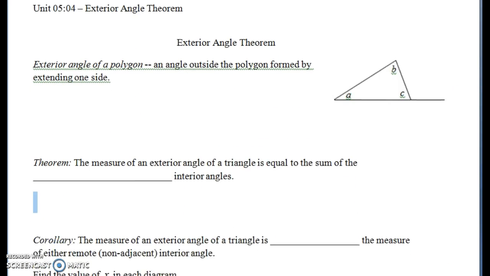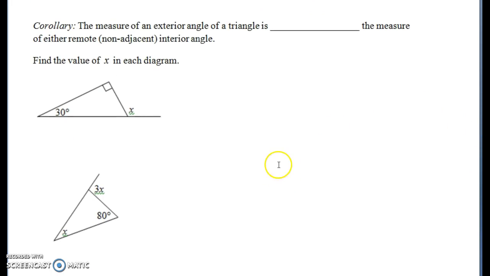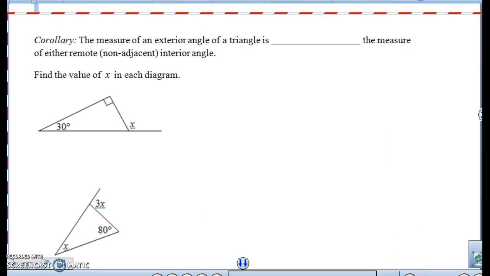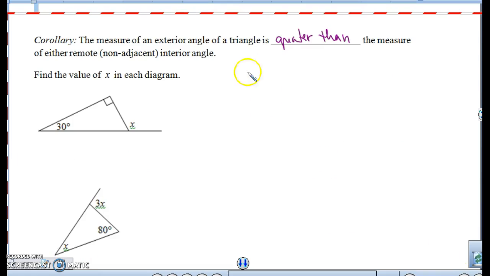Now there is a corollary to that as well. The measure of an exterior angle of a triangle is greater than the measure of the remote non-adjacent interior angle. So any exterior angle that we have here would have to be bigger than these two, because these two have to add up to that, so they have to be less than that. So any exterior angle will be greater than the measure of either non-adjacent interior angle.